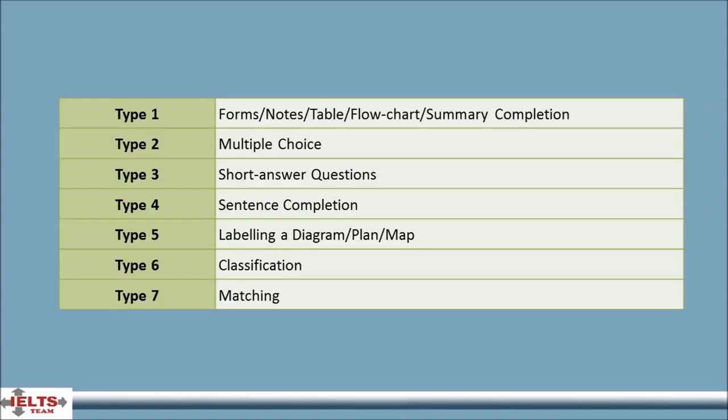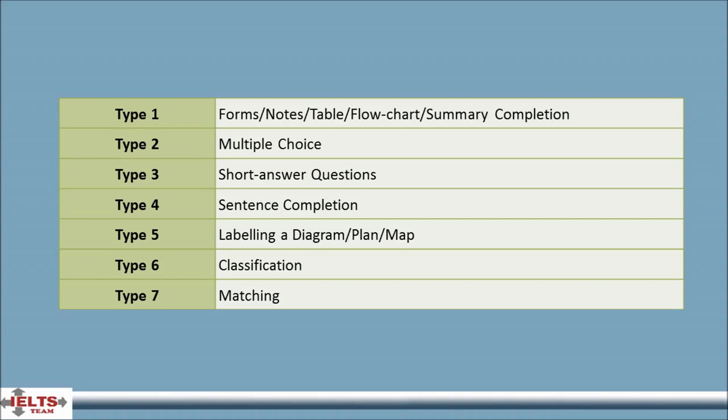A variety of task types is used in IELTS listening, with each of them more suitable for testing particular language skills. The 7 principal task types are Type 1, forms, notes, table, flowchart, or summary completion. Type 2, multiple choice questions. Type 3, short answer questions. Type 4, sentence completion. Type 5, labeling a diagram, plan, or map. Type 6, classification. And Type 7, matching.